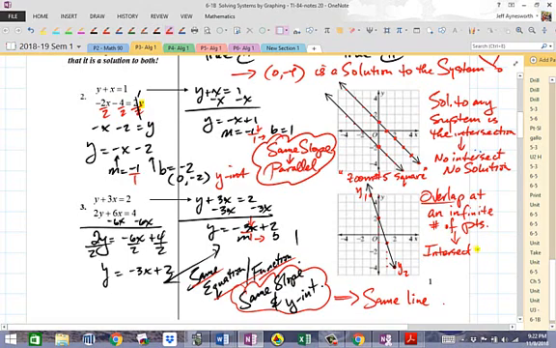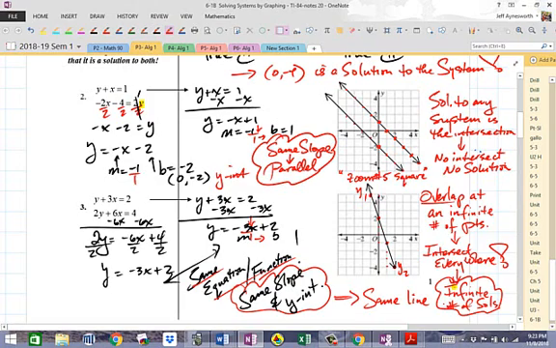Okay, and if they intersect everywhere, that tells me we have an infinite number of solutions. So we say that this system has an infinite number of solutions.